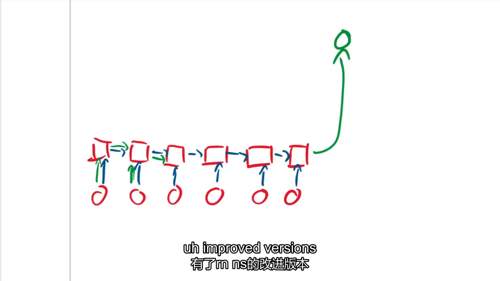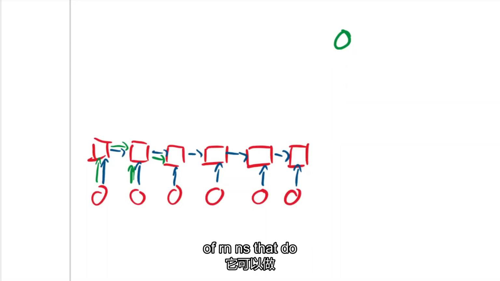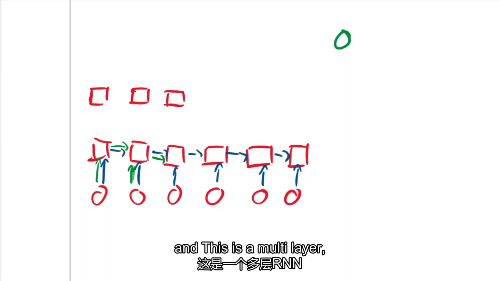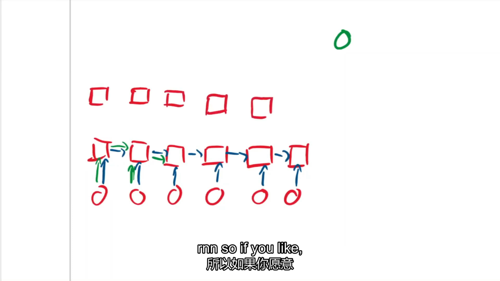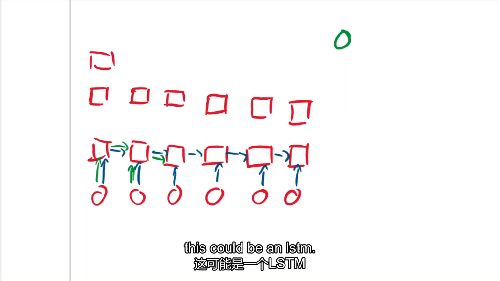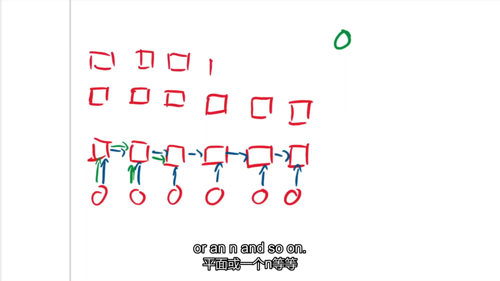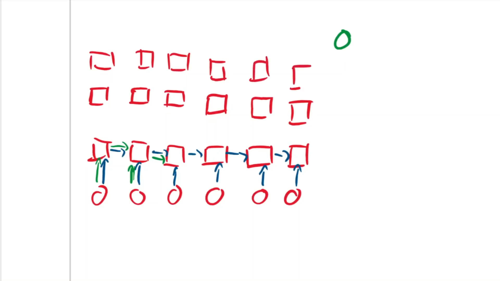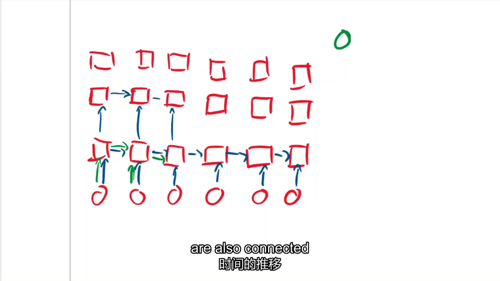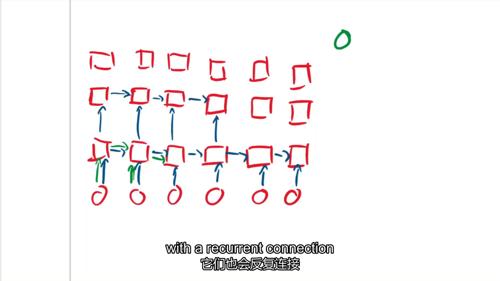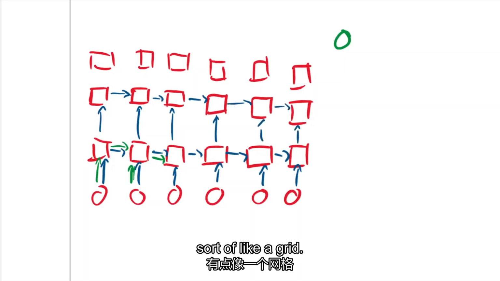There have been improved versions of RNNs that do multiple layers of this. So the next layer would be here, and this is a multi-layer RNN. This could be an LSTM, this could be a plain RNN, and so on. What they would do is the same thing here, but then each hidden representation goes into the next hidden representation like this, and these hidden representations are also connected with a recurrent connection over time, like this, building sort of a grid.